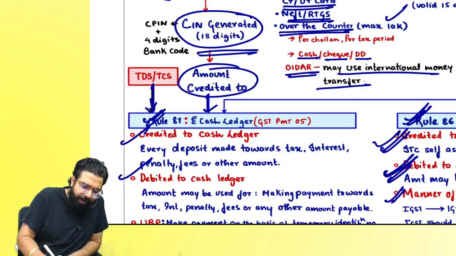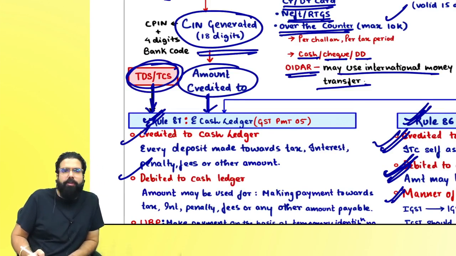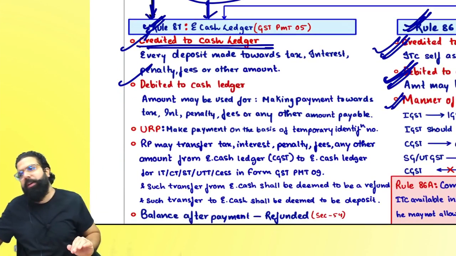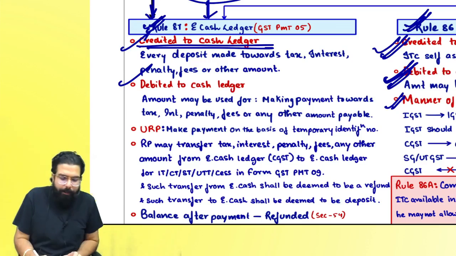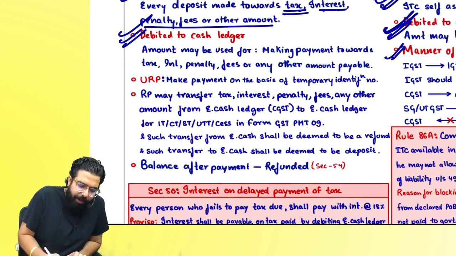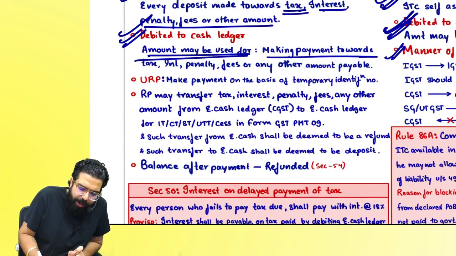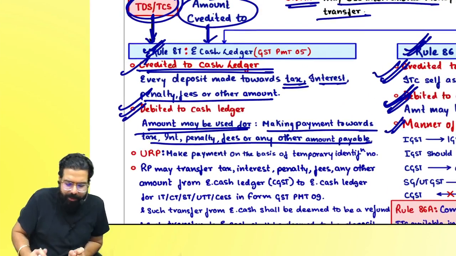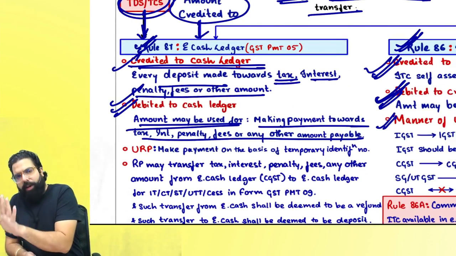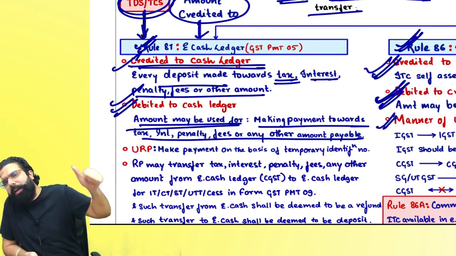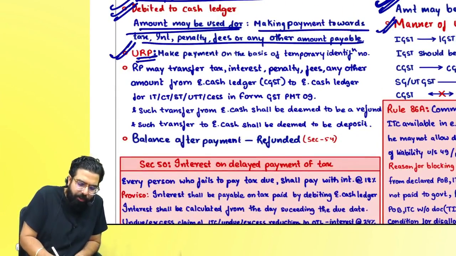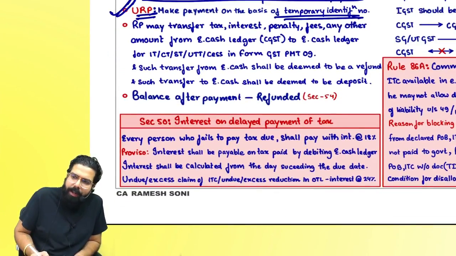Always remember, if somebody has deducted your TDS and TCS, that amount is also put in the e-cash ledger. Sir, what do I do with e-cash? Whatever you deposit in the e-cash, you can use to make the payment of tax, interest, penalty, fees, or any other amount. Every deposit will be made over here of tax, interest, penalty, late fee, or any other amount, and that amount will be used to pay tax, interest, penalty, late fee, or any other amount. Sir, if an unregistered person has to make the payment, he will make it on the basis of a temporary identification number.